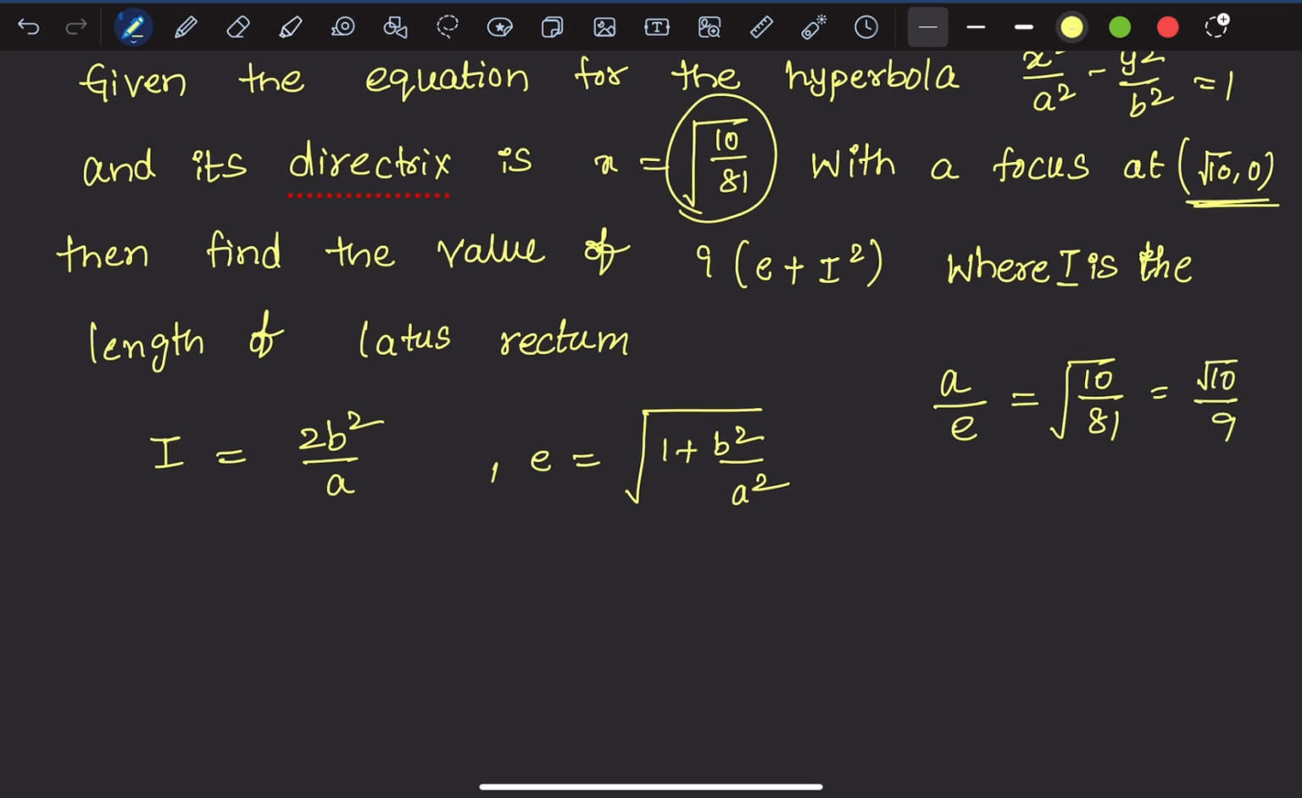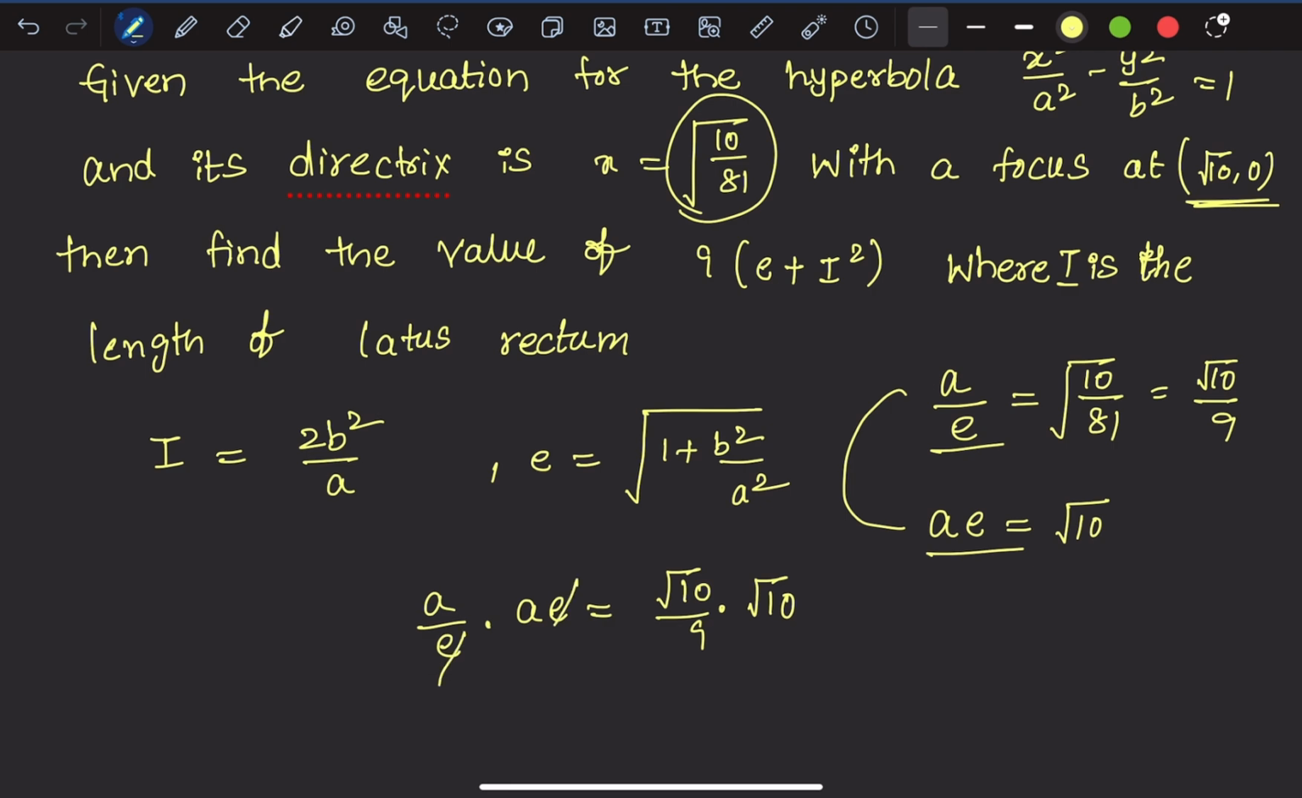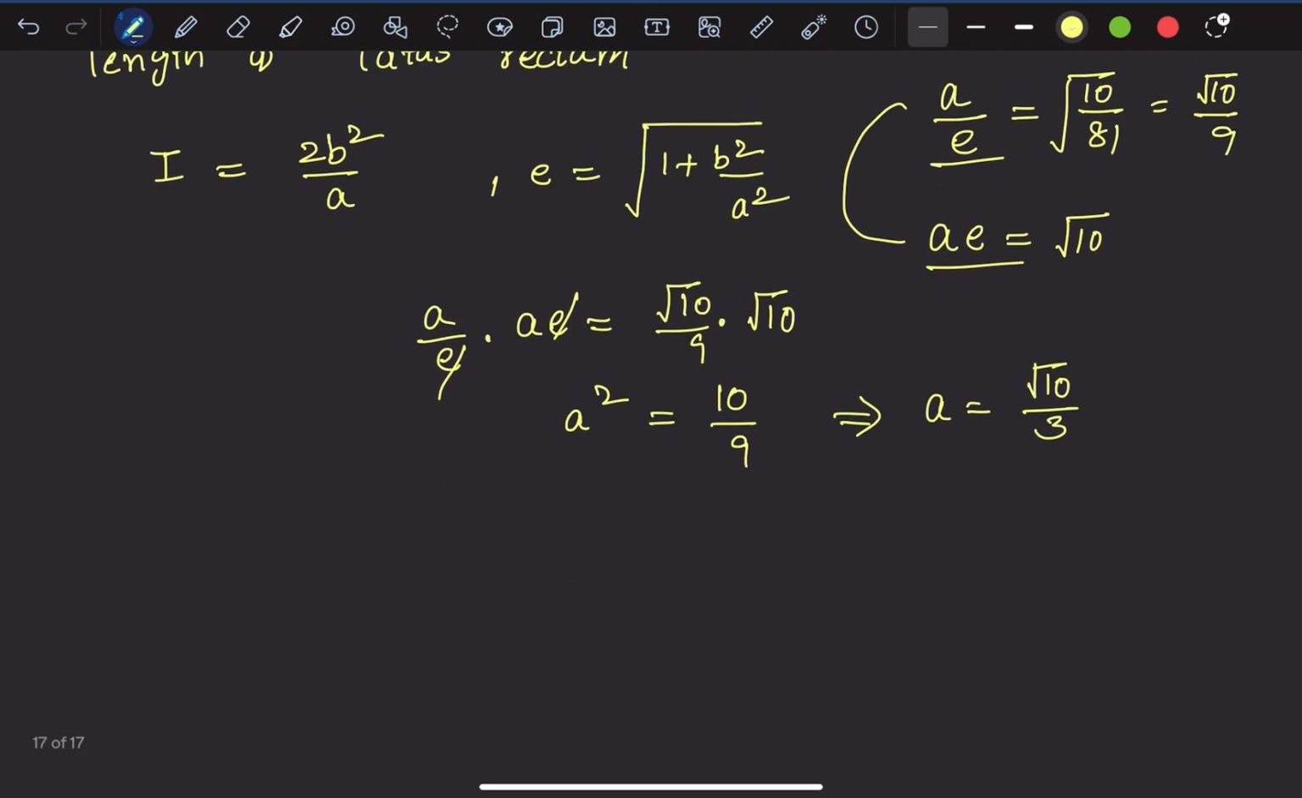Focus is also given. Focus is ae, and ae is equal to root 10. A by e is there, ae is there. So multiply these two. a by e multiplied by ae is equal to root 10 upon 9 multiplied by root 10. e and e get cancelled. a square is equal to 10 by 9. So this implies a is equal to root 10 by 3. Substitute a in this equation. Root 10 by 3 multiplied by e is equal to root 10. So your e will be 3.